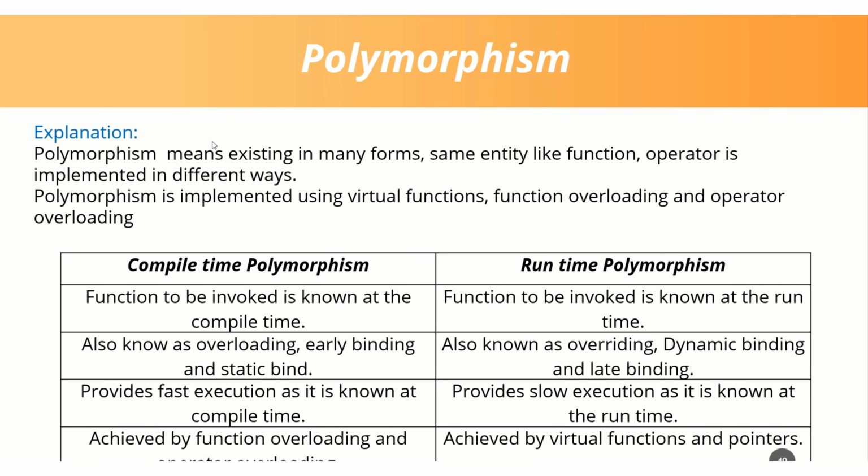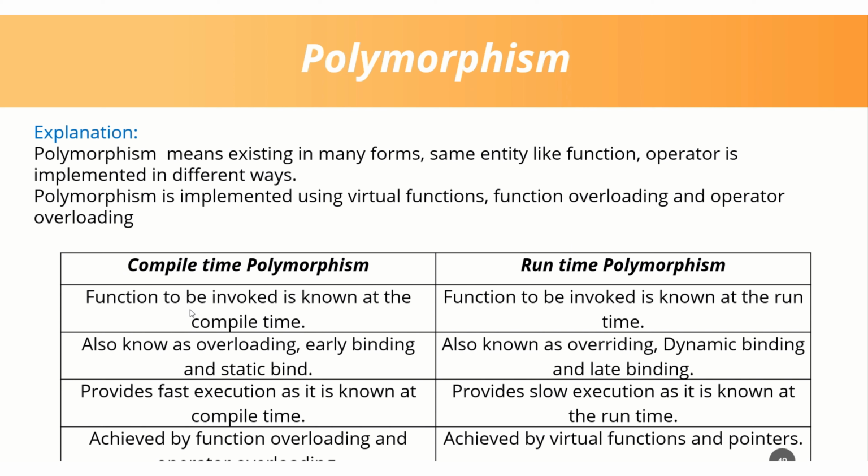Next is polymorphism. Polymorphism means existing in many forms. The same entity, like a function or operator, is implemented in different ways. Polymorphism is implemented using virtual functions, function overloading, and operator overloading. There are two types of polymorphism: compile time polymorphism and runtime polymorphism.